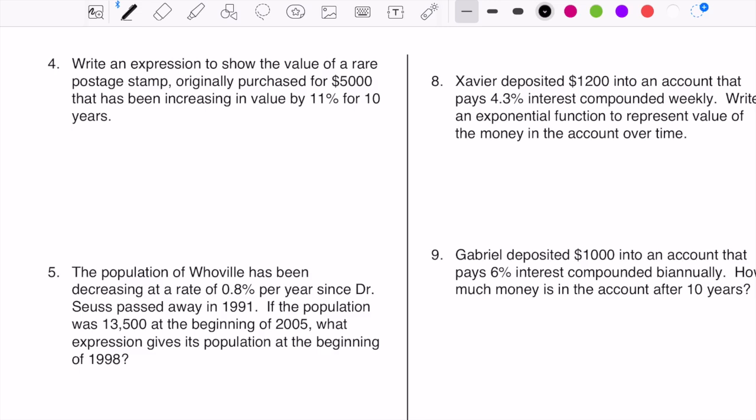All right, write an expression to show the value of a rare postage stamp originally purchased for $5,000 that has been increasing in value by 11%. So r equals 0.11. Increasing means it's going to be a growth rate. So we're going to start with the initial amount. Who bought a postage stamp for $5,000? And then we're going to do 1 plus 0.11, and then it's going for 10 years.